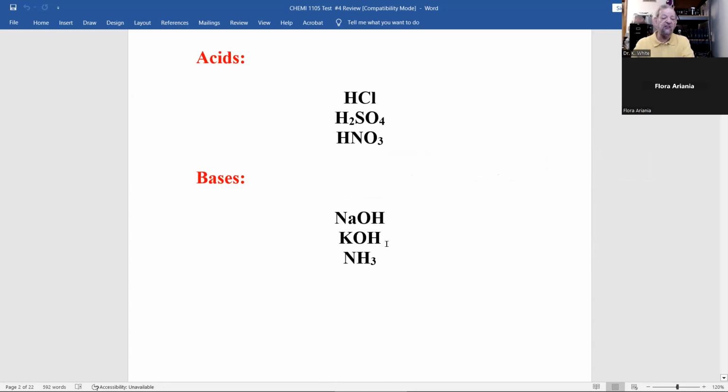All right, now bases. You should know NaOH, sodium hydroxide is a base. KOH, potassium hydroxide is a base. And finally, NH3, ammonia is a base.